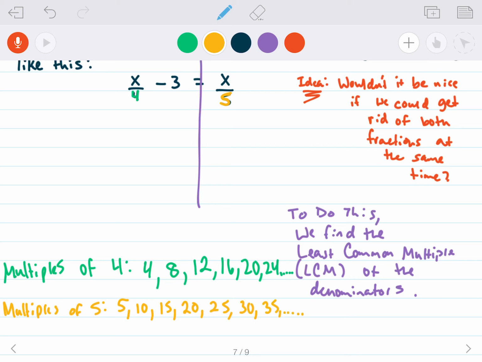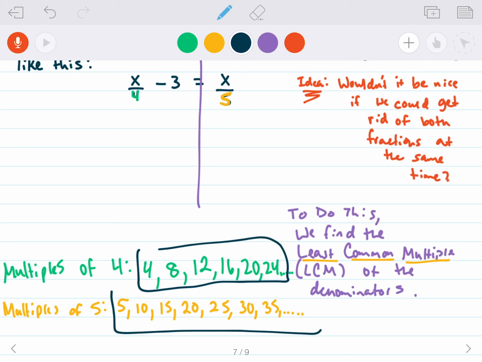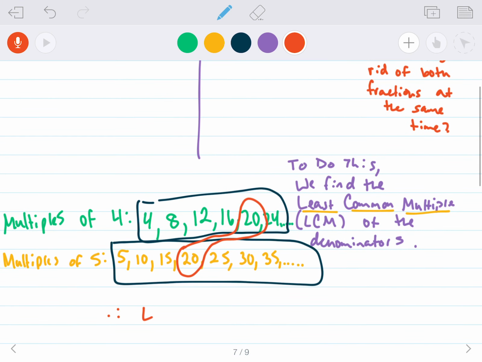Now the least common multiple is the smallest multiple between them. So if we look at this list and compare to this list, what's the smallest number that is shared between those? Well, it's going to be 20. That's the smallest number that is shared between them. So therefore, the least common multiple is 20. That's the trick. That is the trick.